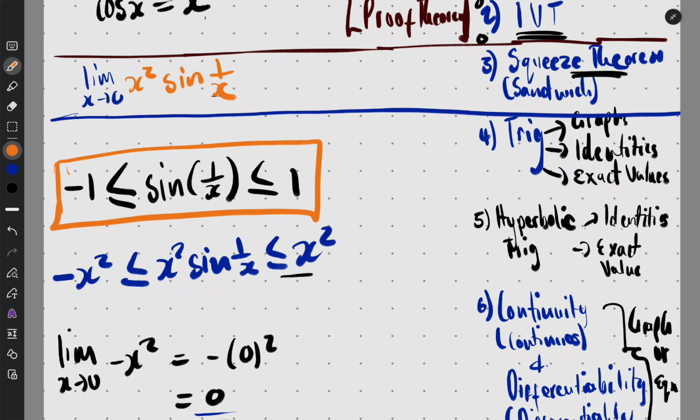And now you can find the limit of the in-between by finding the limit of the one on the left and the one on the right. So this is what you'll be having, and that is the squeeze theorem, and it's not even hard, right? It's not.